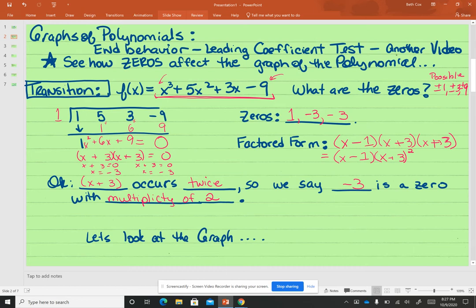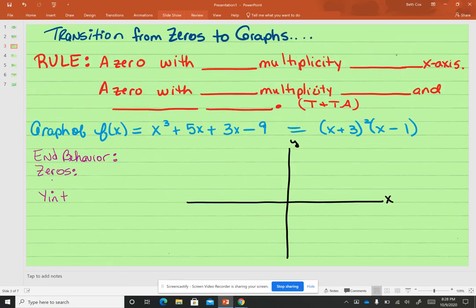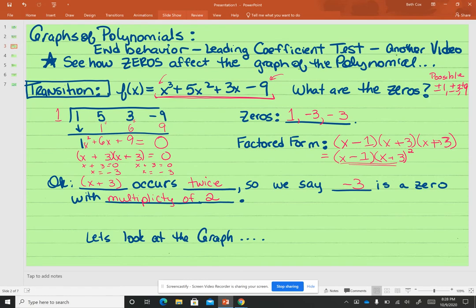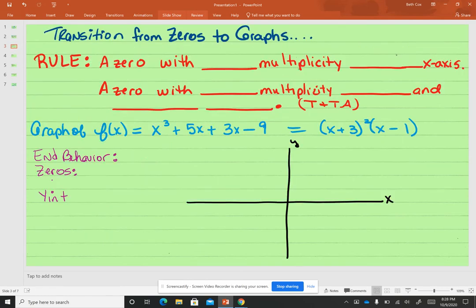You don't have any problems like this, but we've got to learn how to look at the factored form, because that's what our problems are going to be in. So let's look at the graph of this particular one. Here's our graph, and there are rules when it comes to zeros and their graphs. So here are the rules.